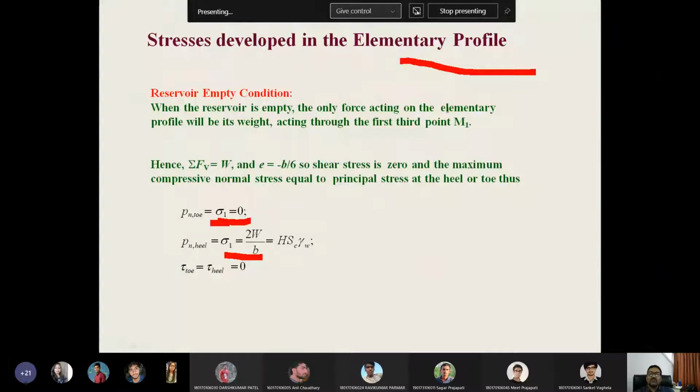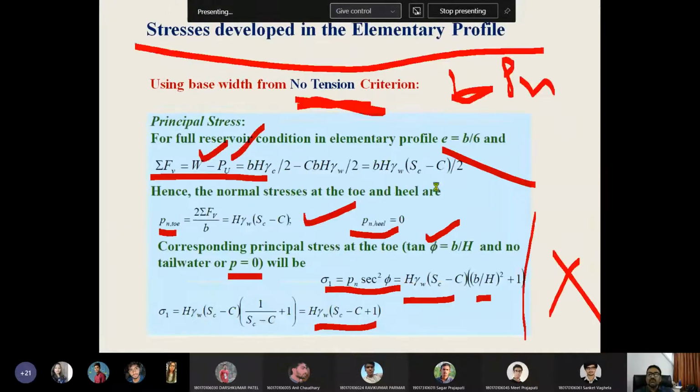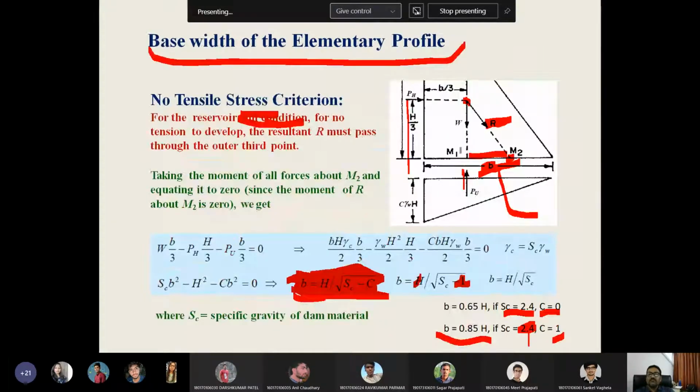When the reservoir is empty, only force acting on the elementary profile will be weight acting through the first third point. That is what is the kind of मोमेंट जब निकालेंगे तो फर्स्ट जो पॉइंट है M1 पे ये एक्ट करेगा, M2 पे नहीं करेगा। M2 कौन सा था मैं बताऊं आपको, ये M1 यहाँ पे जो फर्स्ट 1/3 खत्म होता है, ये सेकंड 1/3 खत्म, मिडिल 1/3 खत्म होता है, तब M2 आता है.